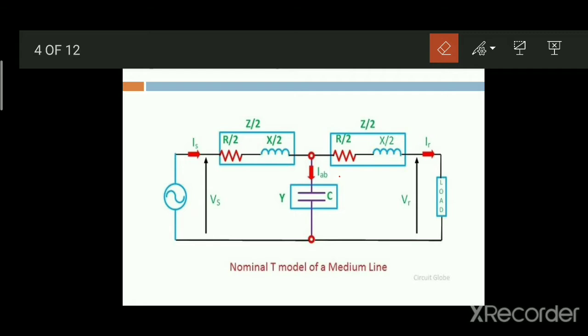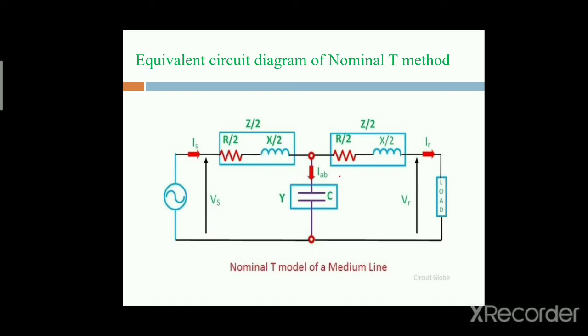In that, Vs is the sending end voltage, Is is the sending end current, Z by 2 and Z by 2 are the series impedances, and IAB is equal to IC, that is the current flowing through the capacitance, and IR is the receiving end current. Y is the susceptance, and R by 2, X by 2 are the resistance and reactances. This is the equivalent circuit diagram for the nominal T method.